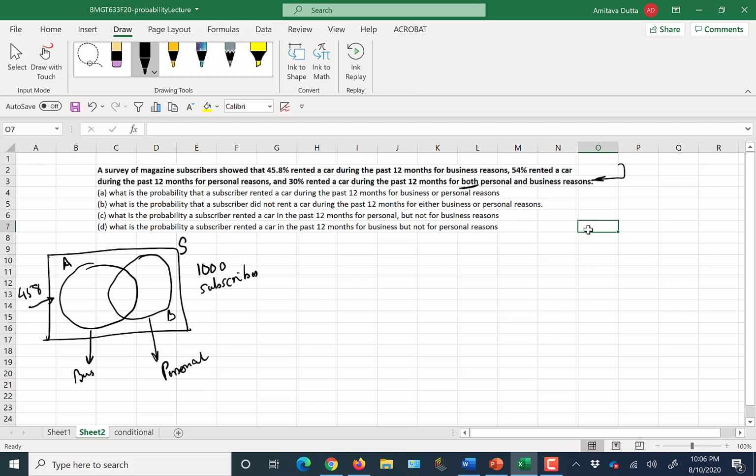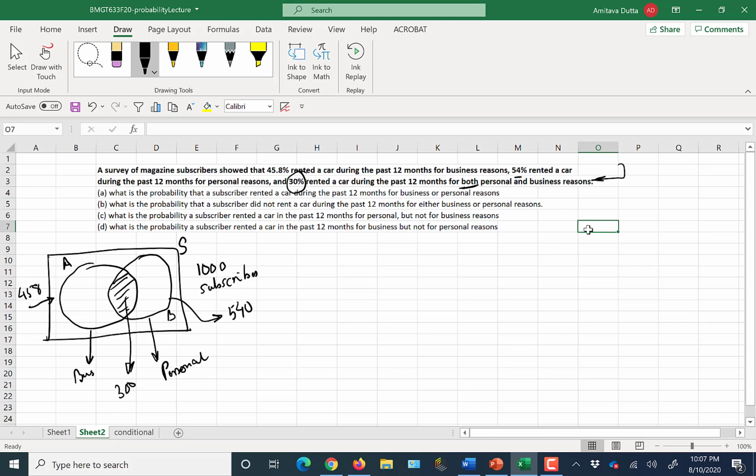Similarly, if I look at event B, 54% rented a car for personal reasons. So there are 540 subscribers who rented a car for personal reasons. And then in the middle, you have these people. So you see 30%. So this middle portion is 300. Why 300? Because I'm taking 1,000 customers. 300 is 30% of 1,000. So the data is telling me that 30% rented a car for both personal and business reasons. So that's the middle portion.